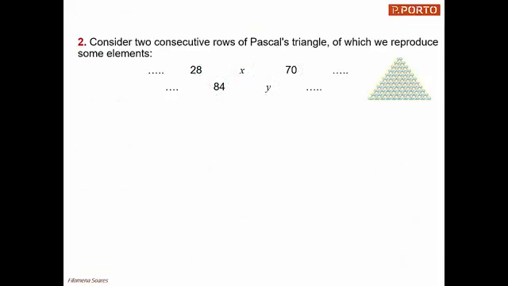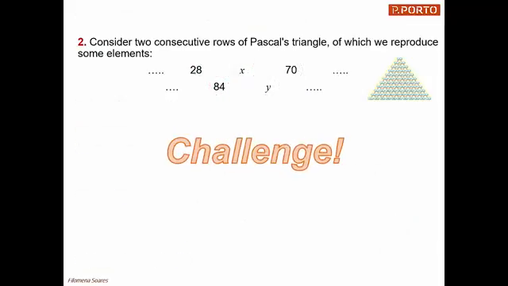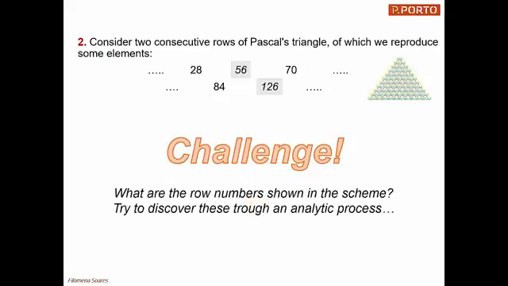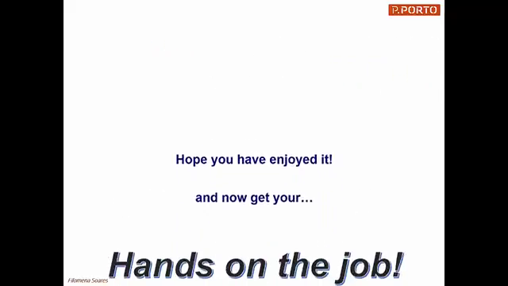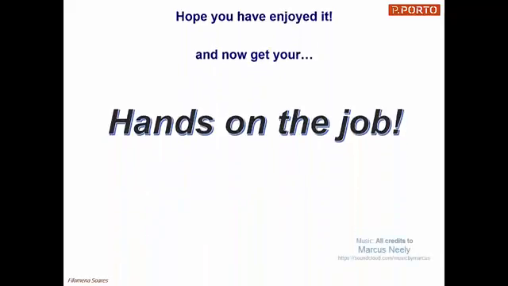Well, before going, I would like to give you a challenge. Consider these two consecutive rows and please register these numbers: 28, 56, 70, 84 and 126. Then, what are the row numbers shown in this scheme? Try to discover this through an analytic process. Hope you have enjoyed it, and please get your hands on the job.